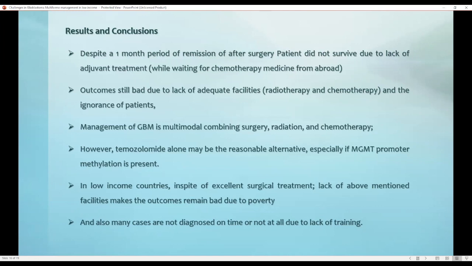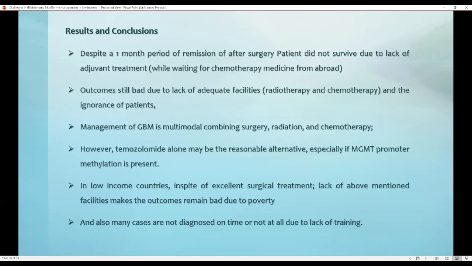As our conclusions, outcomes are still bad for glioblastomas, due to lack of adequate facilities in these parts of the world, in low-income countries. Radiotherapy and chemotherapy are not available for everyone, but this glioblastoma can concern every single one.